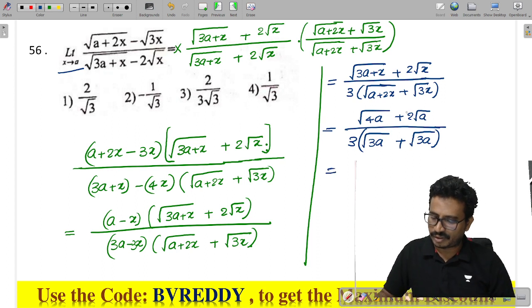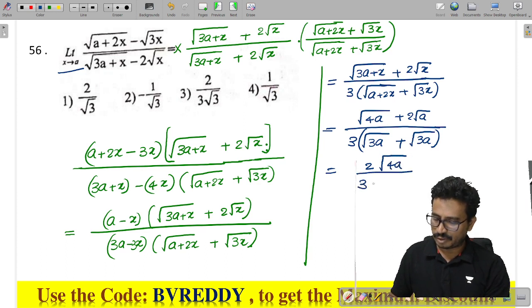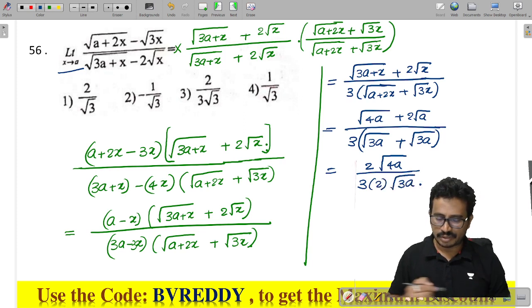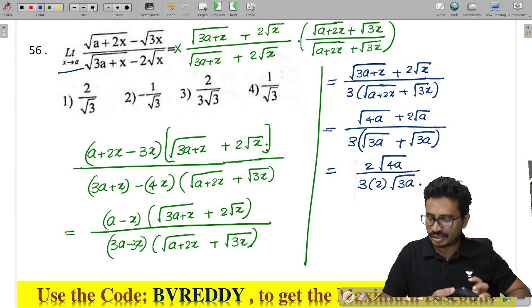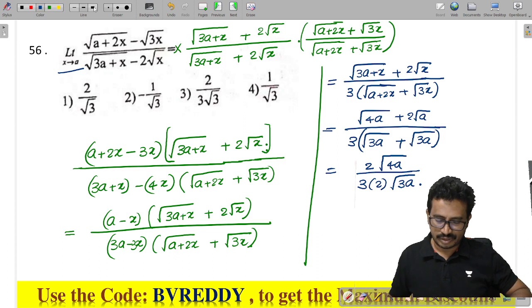Okay, so if I take the 2 inside 4a, 4a plus 4a, that is 2 into root 4a by 3 into 2 into root 3a. Isn't it, all of you tell me? So then do simplify, get it now here, cancellations. So you can see finally what answer will come, you tell me.